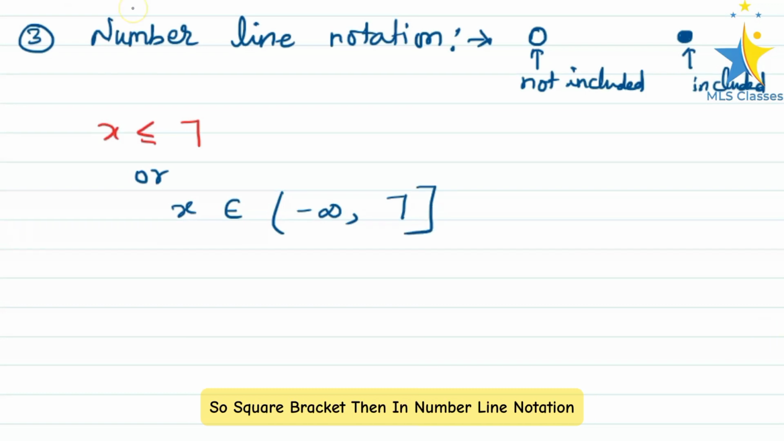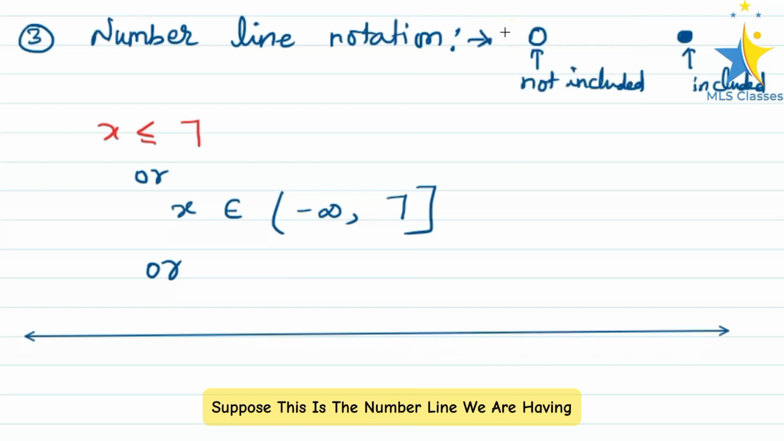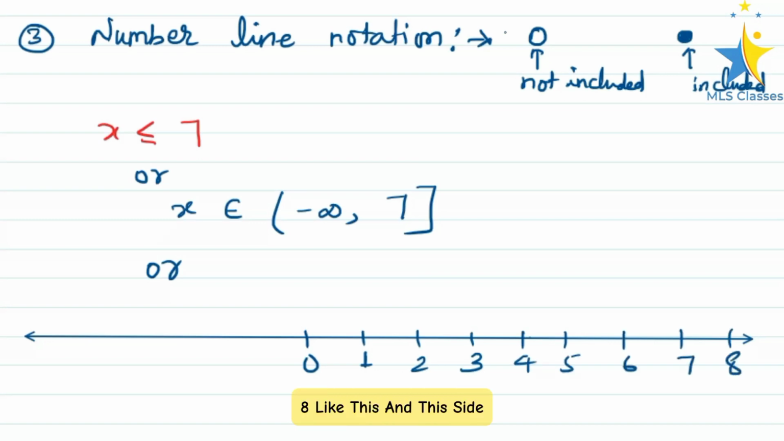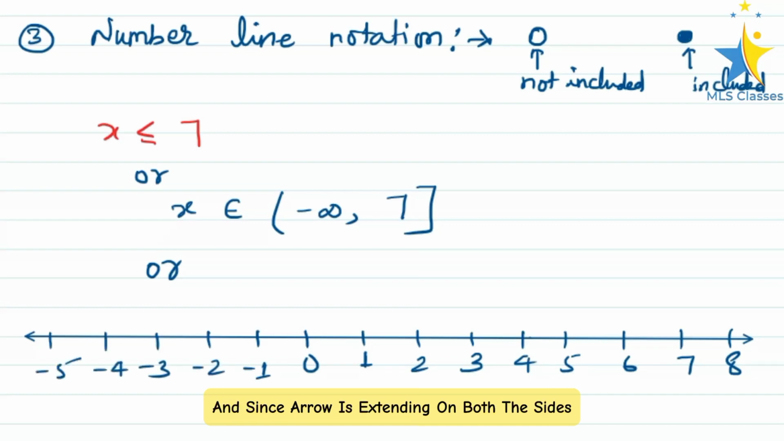Then how can we write this in number line notation? Suppose this is the number line we have: 0, 1, 2, 3, 4, 5, 6, 7, 8, like this, and on this side we have negative 1, negative 2, negative 3, negative 4, negative 5. Since the arrow is extending on both the sides, it will go up to infinity on the right side and negative infinity on the left side.